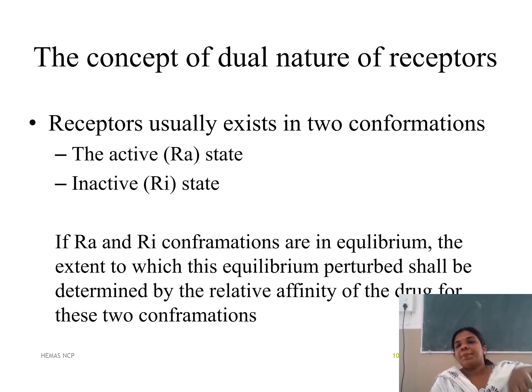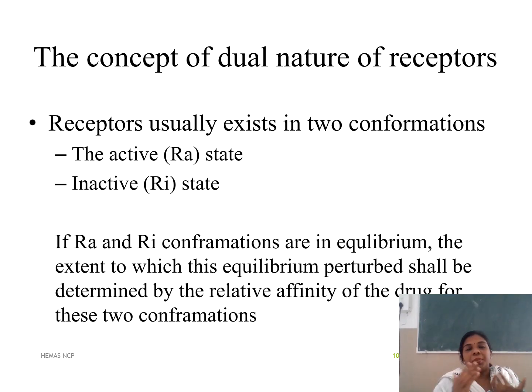Next, the concept of the dual nature of the receptor. This receptor has a dual nature: one active state and another inactive state. RA means the active state, RI means the inactive state. If RA and RI conformations are in equilibrium, the extent to which this equilibrium is perturbed is determined by the relative affinity of the drug for these two conformations.